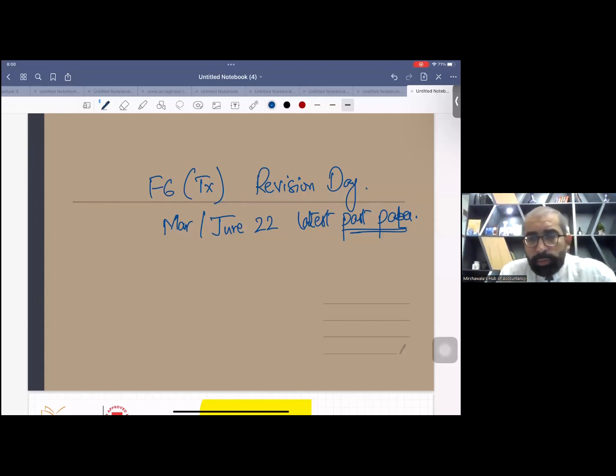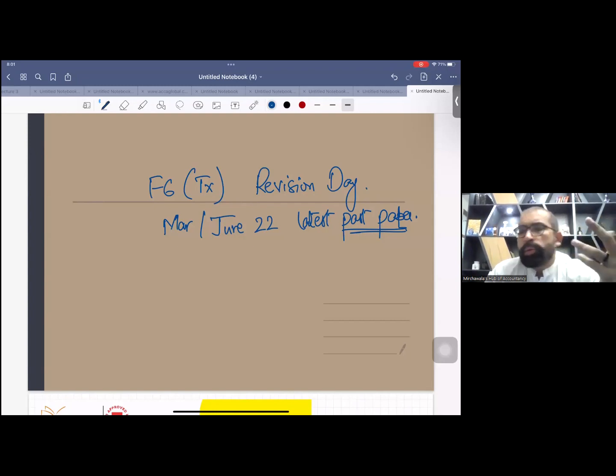Today we are going to discuss the revision day, the latest past paper of F6 TX, March-June 2022 attempt. This is the latest past paper available on the net. I've already recorded the previous past papers. Now, the objective of this class is not to solve the past paper.